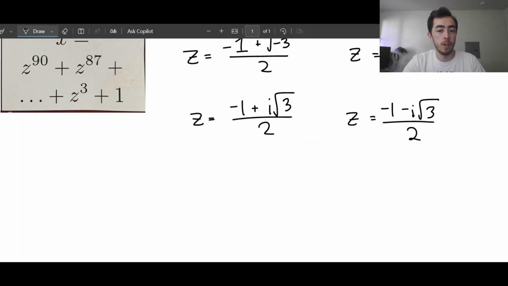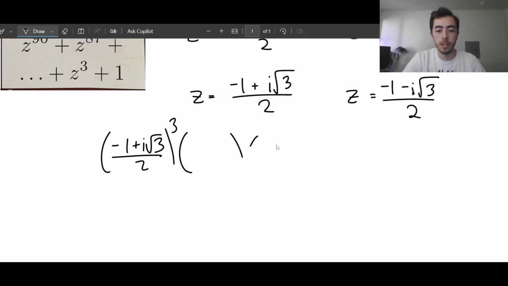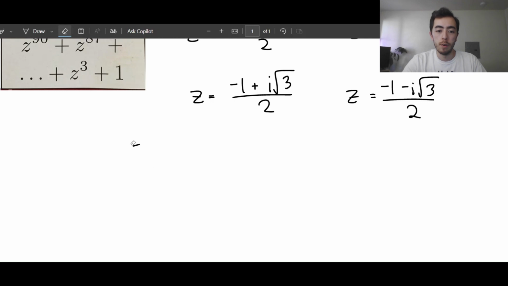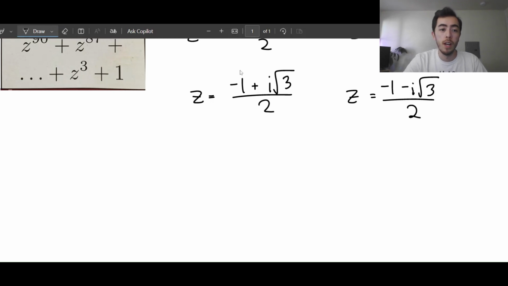One way to do powers of complex numbers is just to multiply them. So I could do negative 1 plus i root 3 over 2 and then cube it. I'd have to do this multiplication 3 times over, because that's what it means to cube things. Though any time I'm doing these high powers of complex numbers, I do like to reference de Moivre's theorem. He was a French mathematician back in the day who basically figured out, or at least proved in a theorem, that multiplying complex numbers essentially gives you rotations around the complex plane.